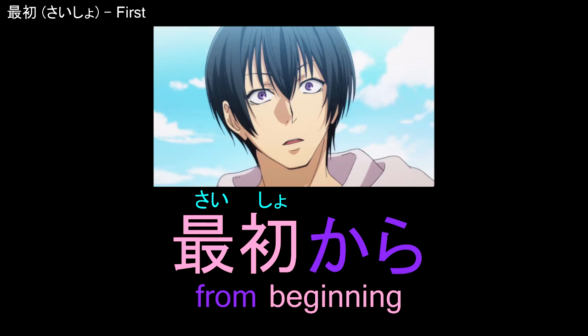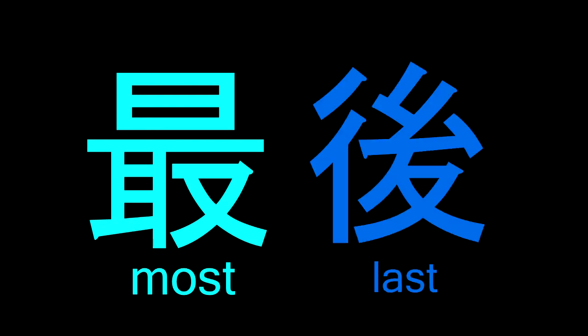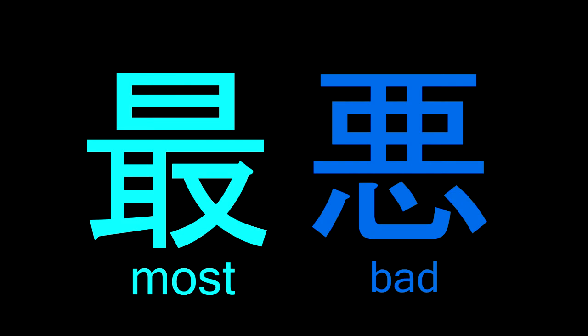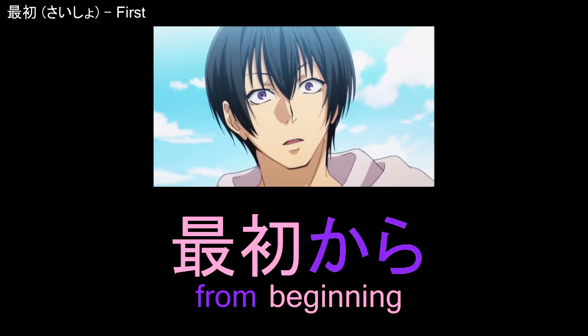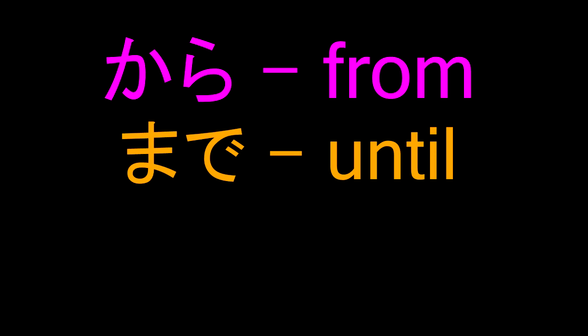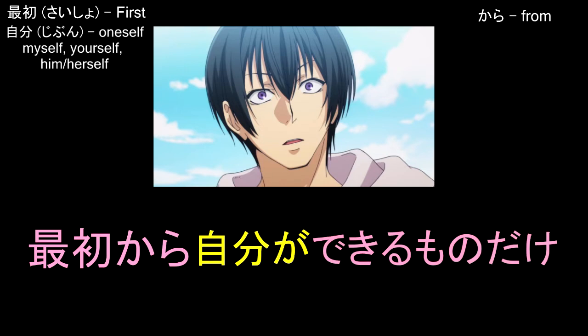If we break down the kanji, sai means most and sho means first. The biggest, the last, the worst, which is 最大、最悪、最後、最高。 Kara means from. The opposite is made, which means until, to the extent. A simple example sentence, ekimae kara ie made aruiteiru. Jibun means oneself. It's different from watashi because it doesn't exclusively refer to I. It can refer to I or you or he or she or even one.